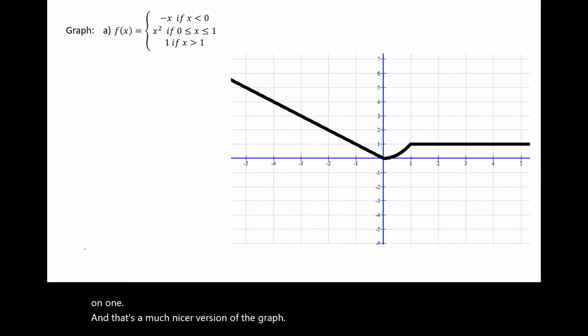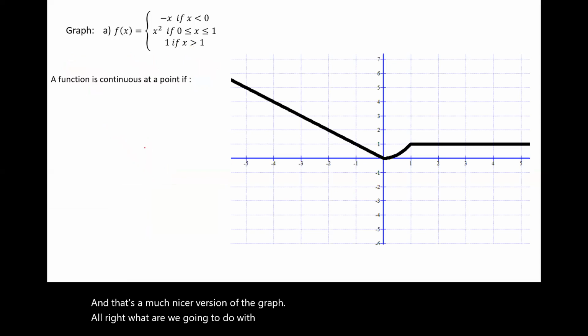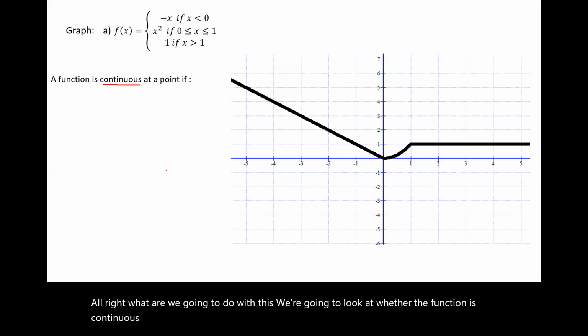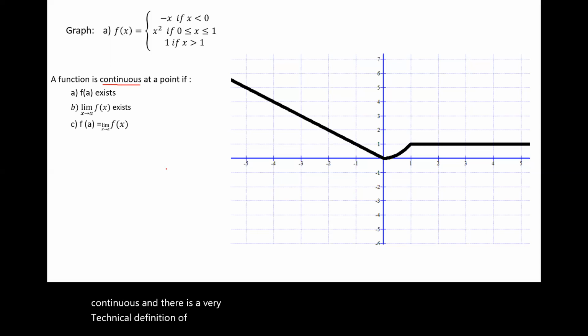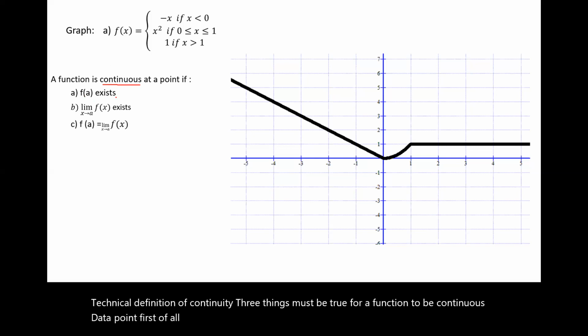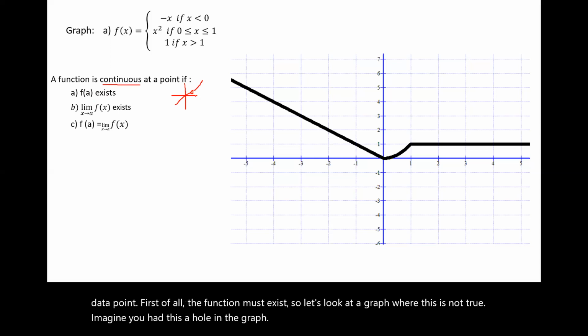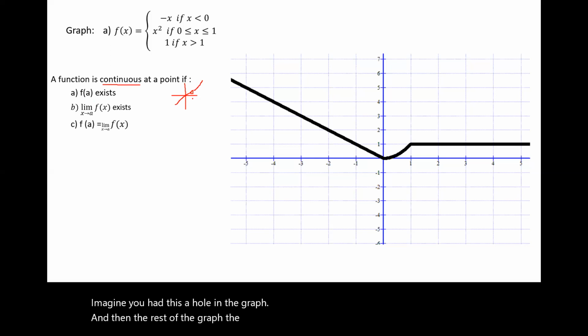All right, what are we going to do with this? We're going to look at whether the function is continuous. And there's a very technical definition of continuity. Three things must be true for a function to be continuous at a point. First of all, the function must exist. So let's look at a graph where this is not true. Imagine you had this, a hole in the graph, and then the rest of the graph. The function does not exist there, and that is why we'd say that one is not continuous.